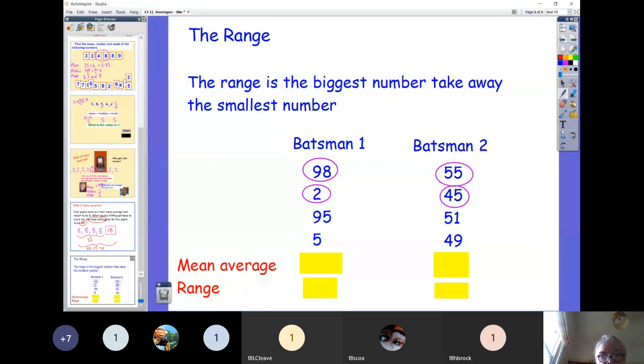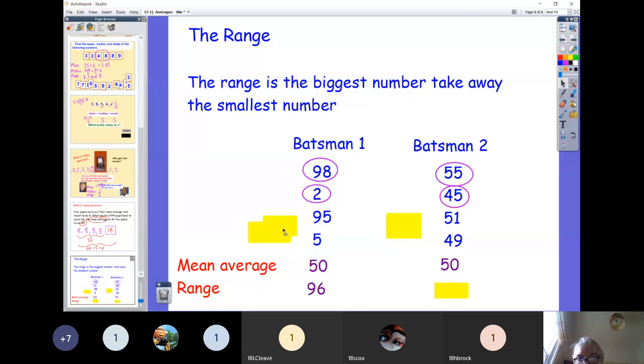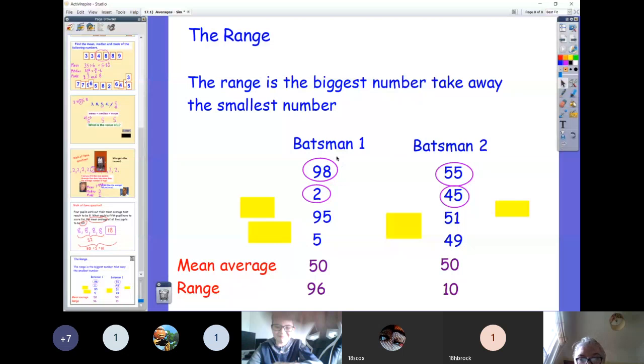Okay, so I hope you've worked out that the mean average for both the batsmen was identical. They're both good players. They both average 50. And for any of you who play cricket, you'll know that if you average 50 runs, your mean average is 50. You're a pretty good player. Now, the range for batsman number 1 is 96, and the range for batsman number 2 is 10. Okay. How did I get the 96? I did 98 take away 2 is 96. Biggest take away smallest. And for batsman number 2, 55 take away 45 is 10. So, who would like to go and say who they would choose and why?